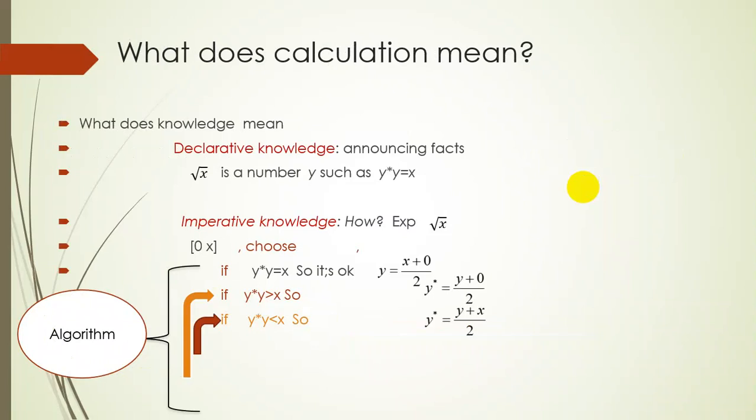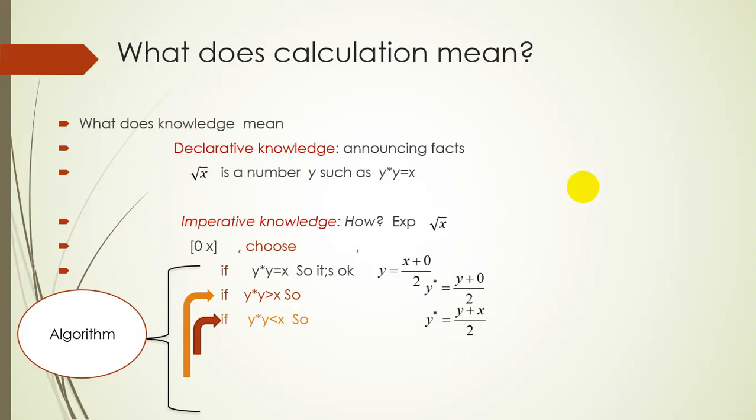So what does calculation mean? To know what calculation means, you have to know what knowledge means. We have two types of knowledge. There is declarative knowledge, where we announce a fact, such as the square root of x is a number y such that y multiplied by y equals x. And there is imperative knowledge: how to calculate the square root of x, and we have many methods to do that.